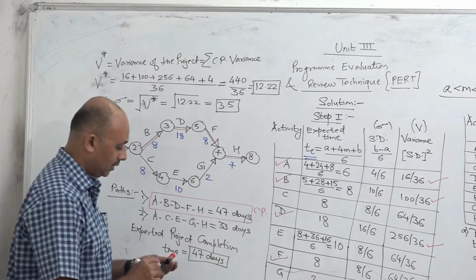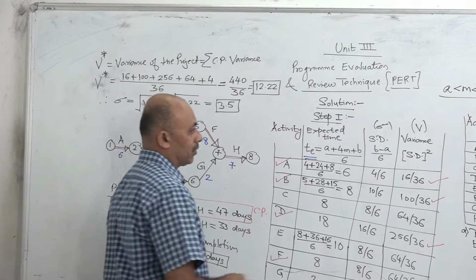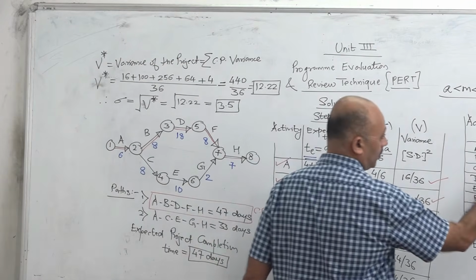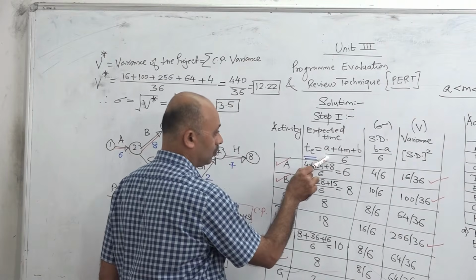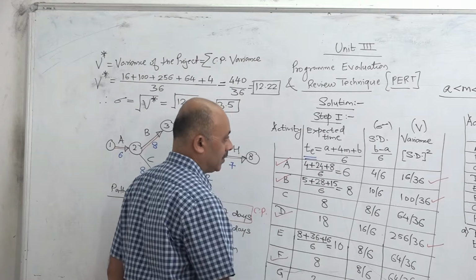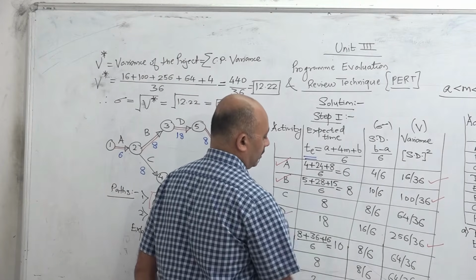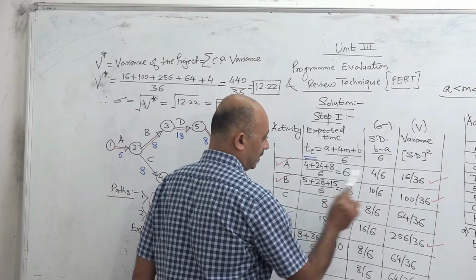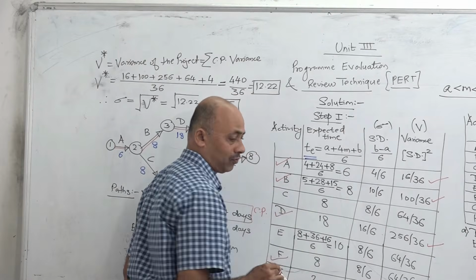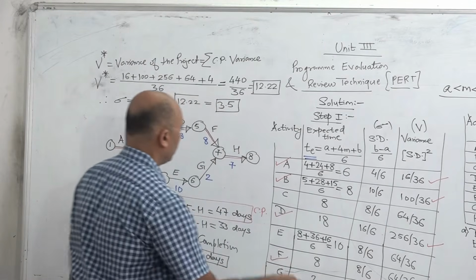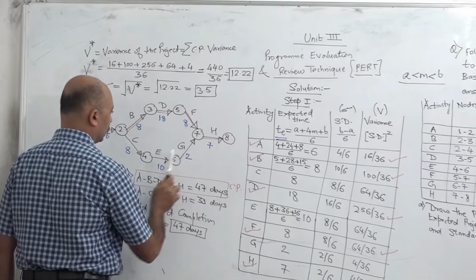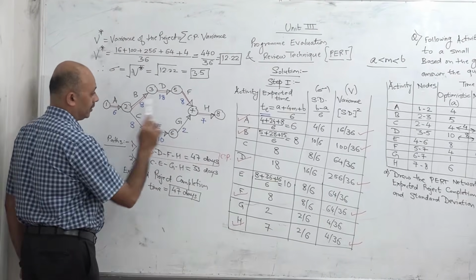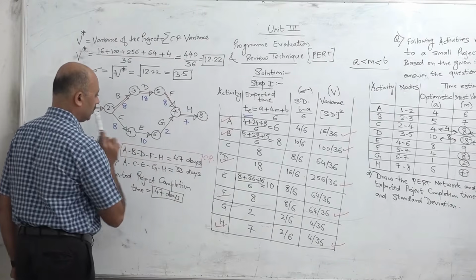In this, first we converted the three values, optimistic, most likely and pessimistic, into TE values using the formula, that is step number 1. Then we calculated sigma and variance for each activity using the respective formula. After that we drew the network diagram using the TE values. This is very important, you should remember that when you draw the network diagram, use only the TE values.